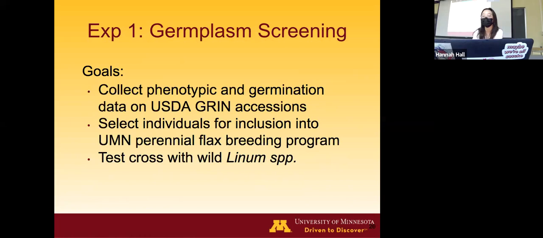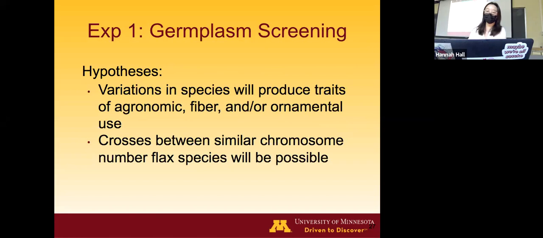We also will be able to select individuals for inclusion into our perennial flax breeding program, and then also use individuals from the GRIN system to test cross with our own lines. Our hypotheses for this experiment are that variations in species will produce traits of agronomic, fiber, and or ornamental use. And then crosses between similar chromosome number flax species will be possible.